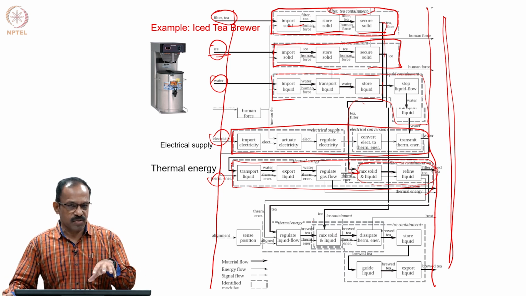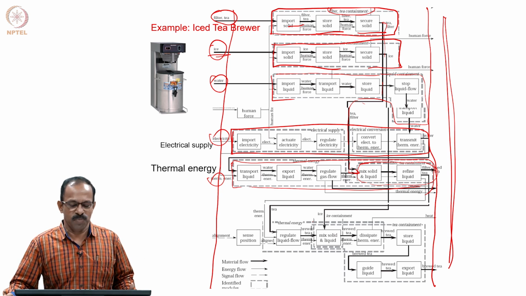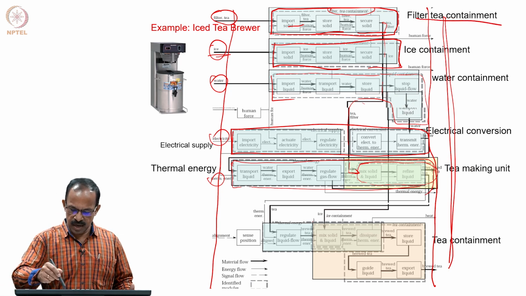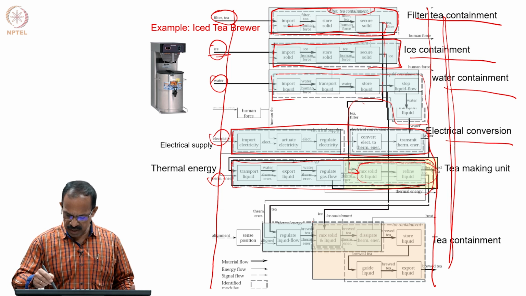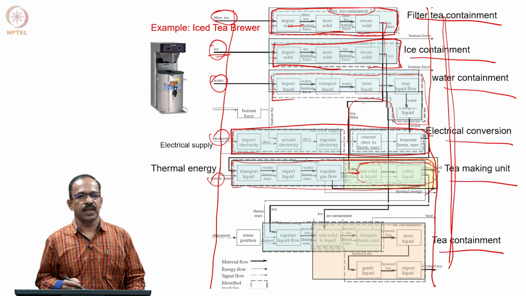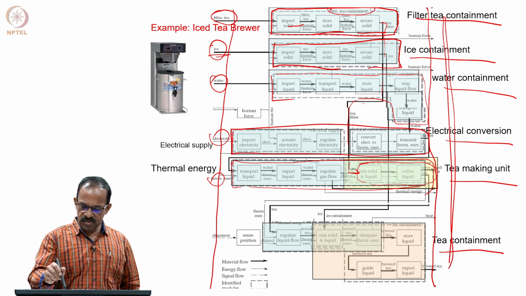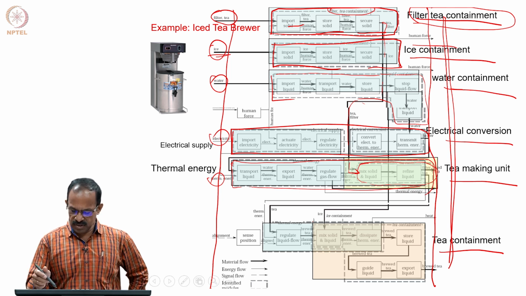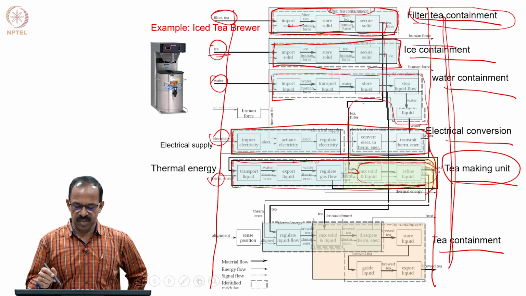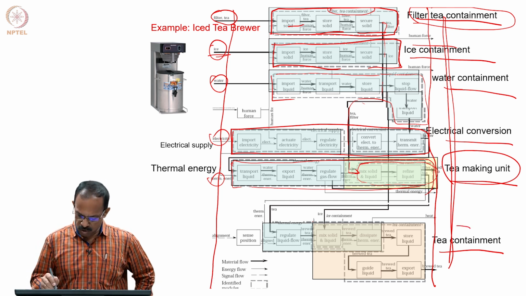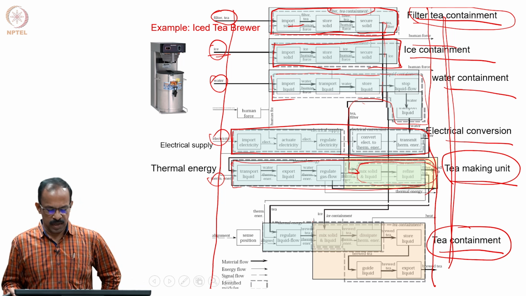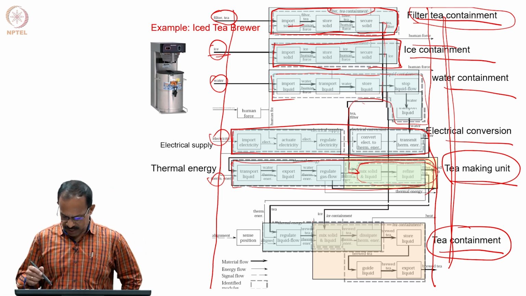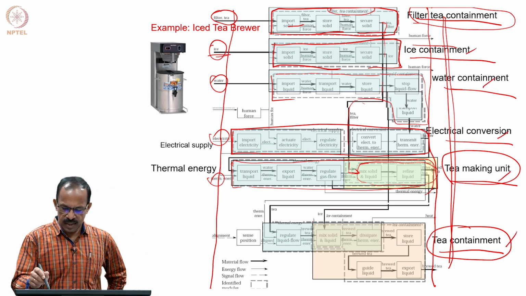Once we have all these potential modules, you try to identify the best possible modules for the product, and that will be like this. You can see filter tea containment, ice containment, water containment, electrical conversion, tea making unit and tea containment. Here this talks only about the filter and tea, here it is ice, it is water, and then there is an electrical conversion and there is a module which makes the tea, and once the tea is made, then this module takes care of the rest, that is the tea containment module. So, in the product structure, now we know that these are the important modules that need to be there in the product.